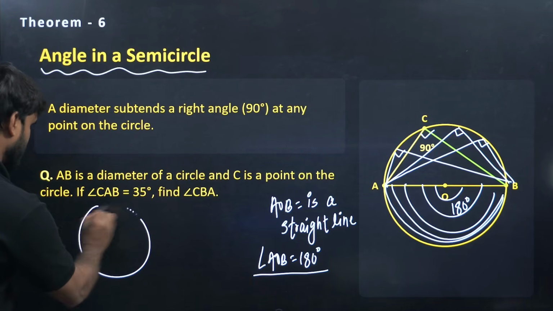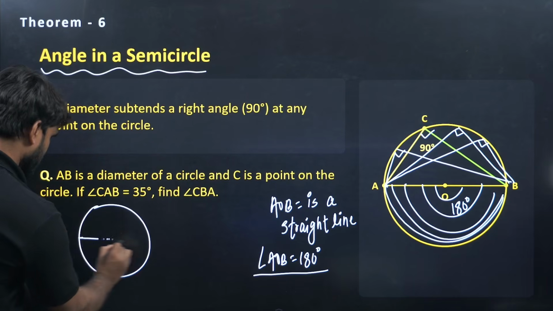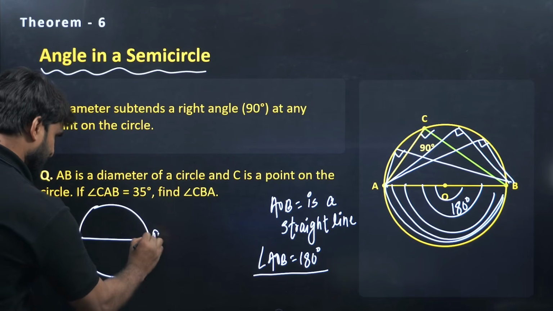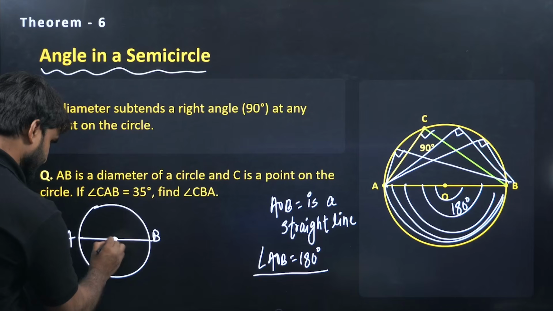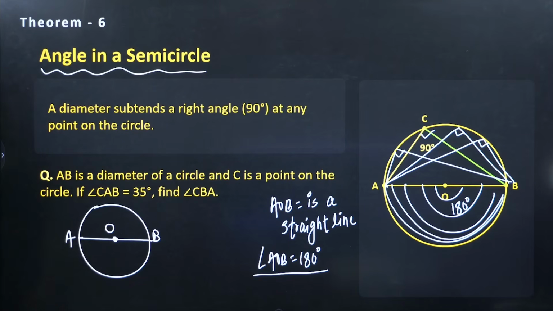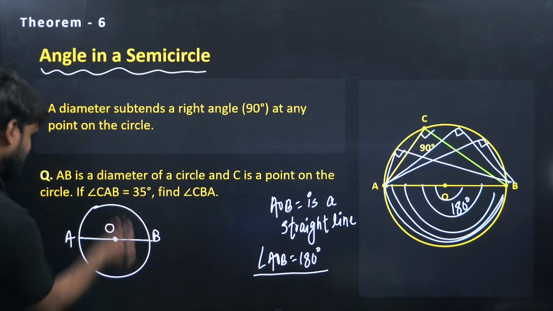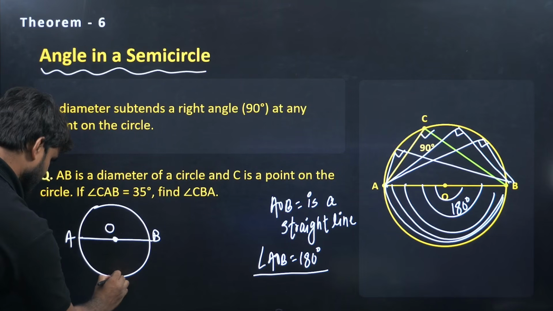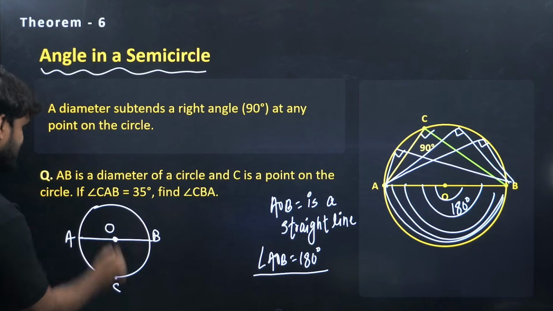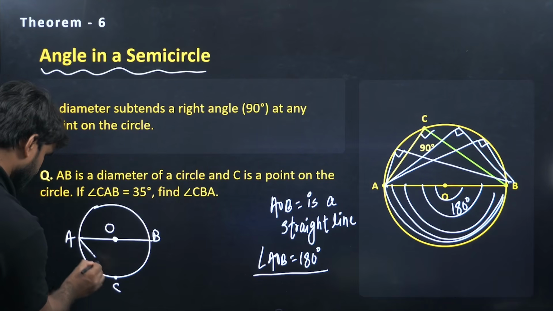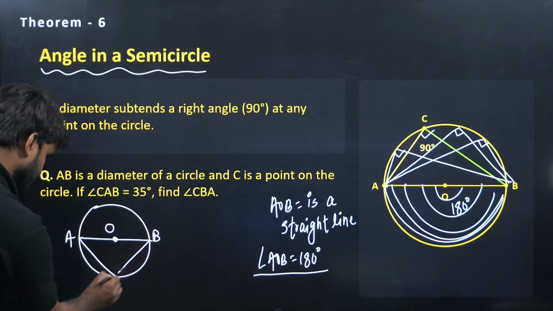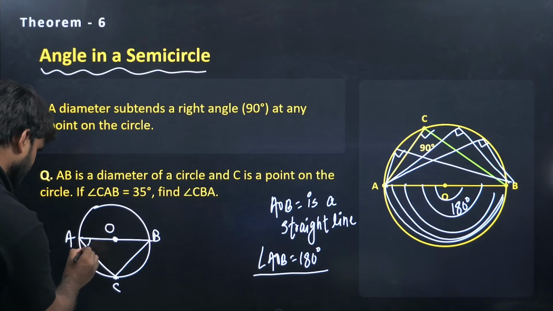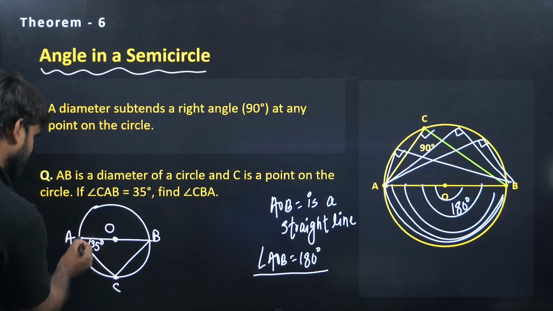Let's solve the question here. AB is a diameter. Okay, so A and B is a diameter, so somewhere here will be the center O. AB is the diameter of a circle, and C is a point on the circle. Angle CAB, perfect. So we have C here. Let's say this is C, and angle CAB. Okay. Now join this also. Angle CAB is equal to what? 35 degree. Okay. Find CBA.